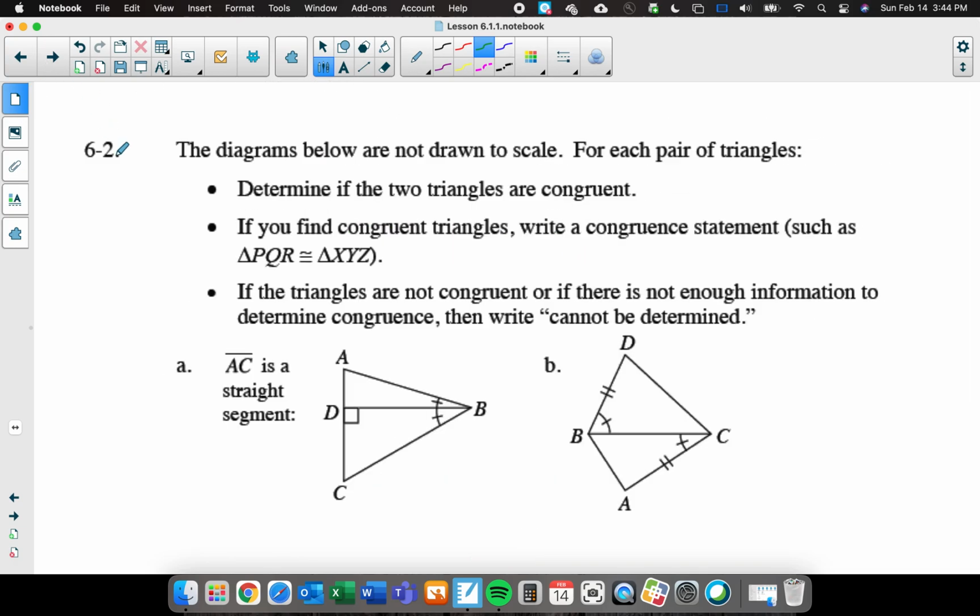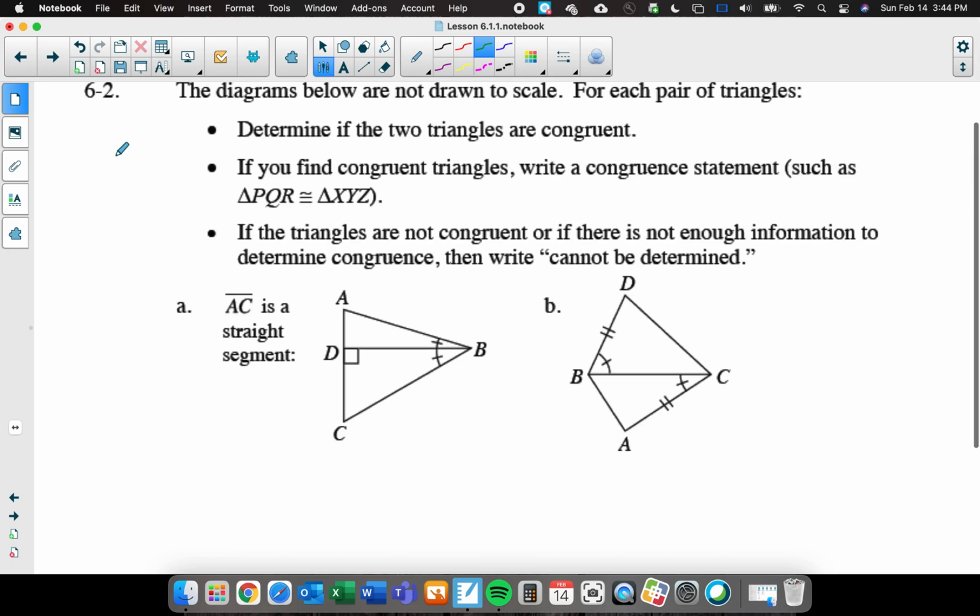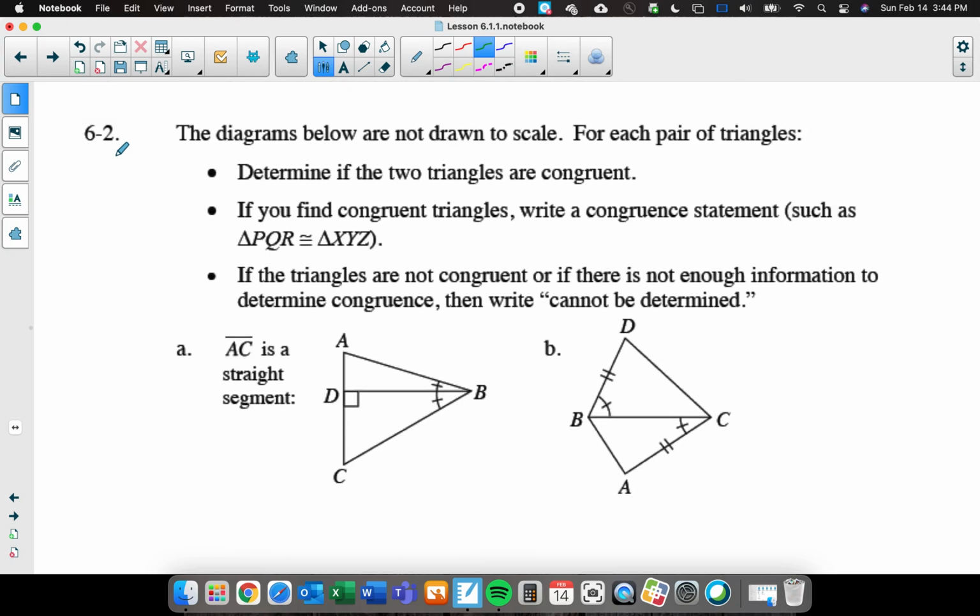All right, so let's take a look. Here's just some examples here that I want to take you through. So the diagrams below are not drawn to scale. For each pair of triangles, determine if they are congruent. If you find congruent triangles, write a congruent statement. If they're not congruent, then just talk about cannot be determined.